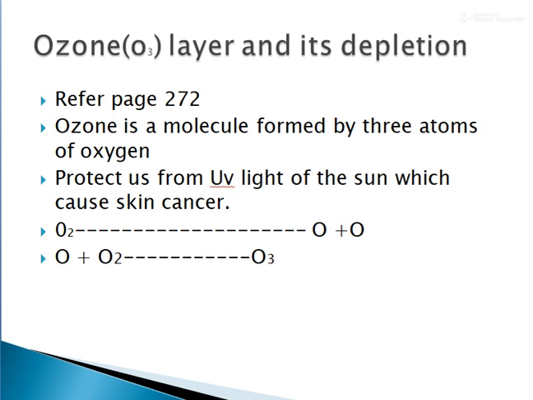Okay, the next topic we have is the ozone layer. We can write it in short as O3. Okay, O3 and its depletion. You can refer to your book page number 272. Okay, ozone. Where is ozone present? Ozone is present in the stratosphere. Yes or no? Stratosphere. And what is ozone? Let us learn. Ozone is a molecule formed by three atoms of oxygen.